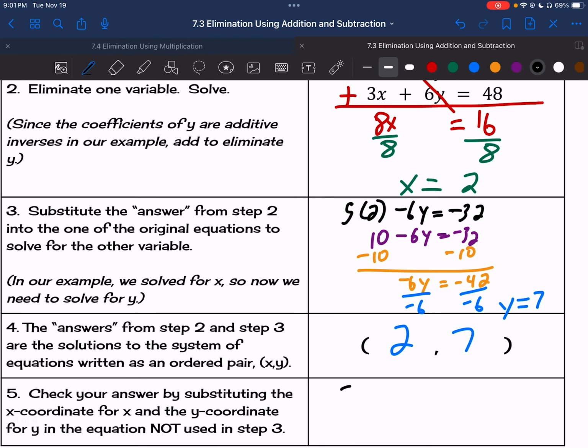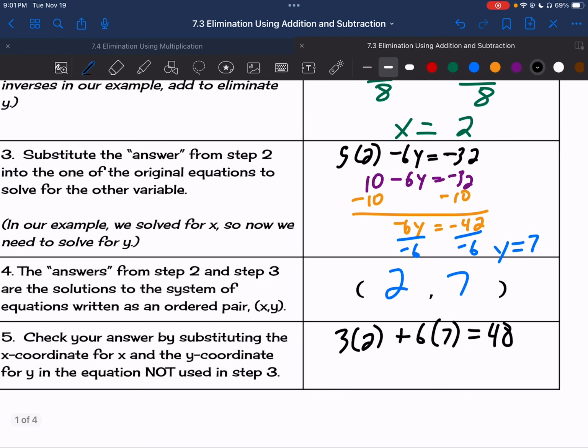So we're going to substitute that in. We've got 3 times 2 plus 6 times 7 is equal to 48. 3 times 2 is 6. 6 times 7 is 42. And when we combine like terms, 48 does equal 48. So our solution checks out. That's the beauty of systems of equations. You can always check your work to make sure that your answer is correct, and you can verify that you are correct on every single problem that you do.